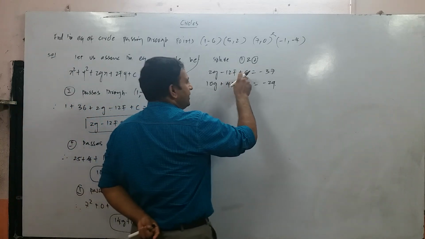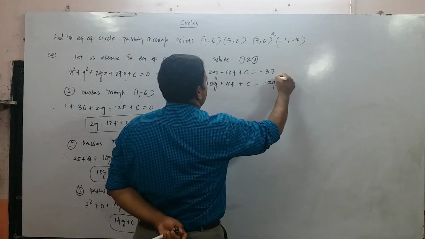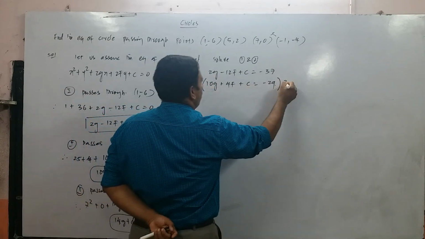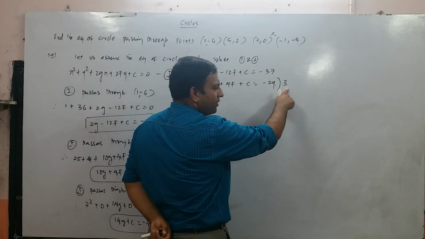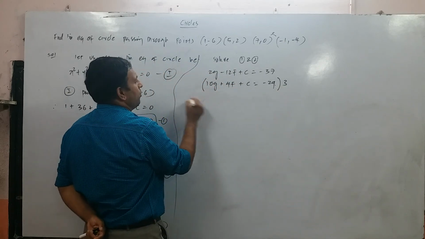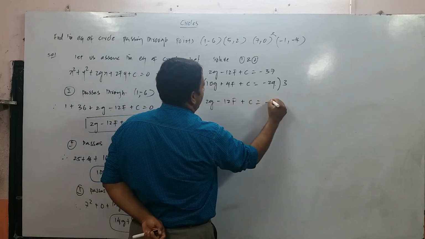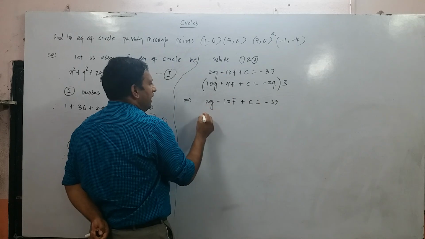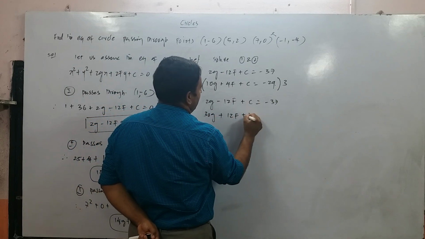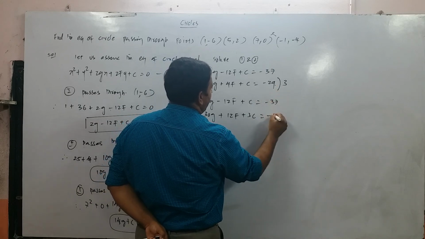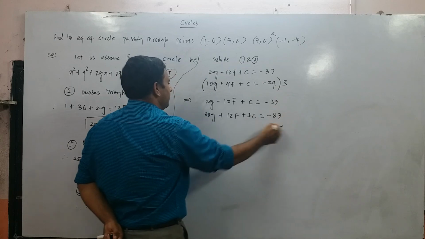Right, c is pretty easy, but already I have an equation in terms of g and c. So I will try to multiply the second equation with 3. Why am I doing that? Because you have 12 here. To get 12, I must multiply with 3. So 4 3s is 12. So keeping the first equation same, it is 2g minus 12f plus c is equal to minus 37, followed by 3 into 10 is 30g plus 4 3s are 12f plus 3c is equal to minus 29 3s is 87, 9 3s are 27, 20 into 3 is 60, right.